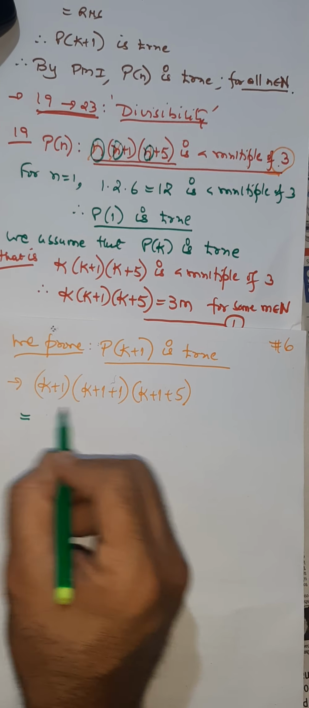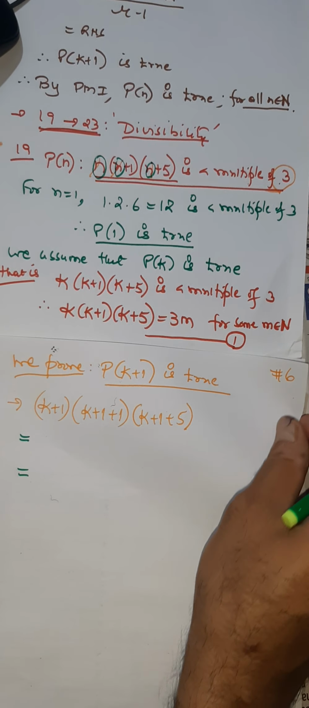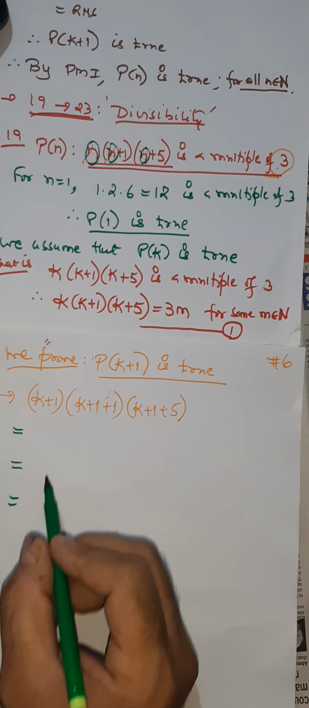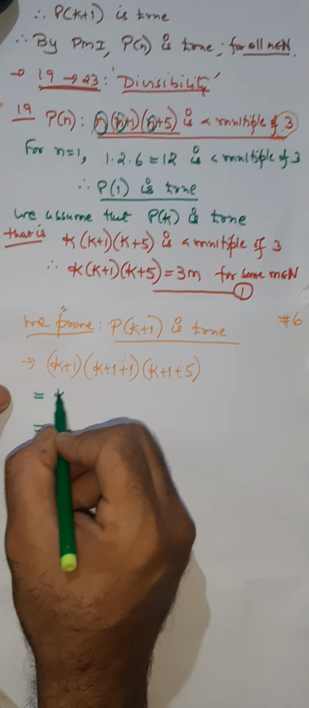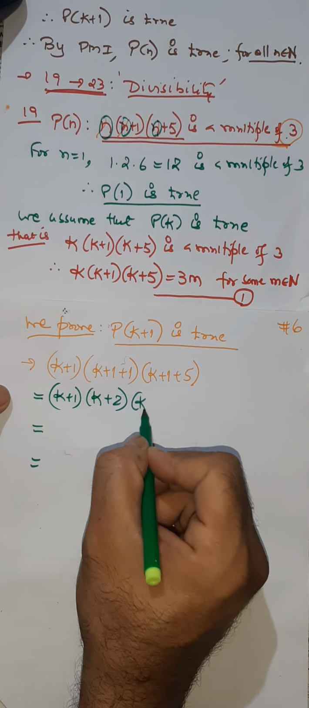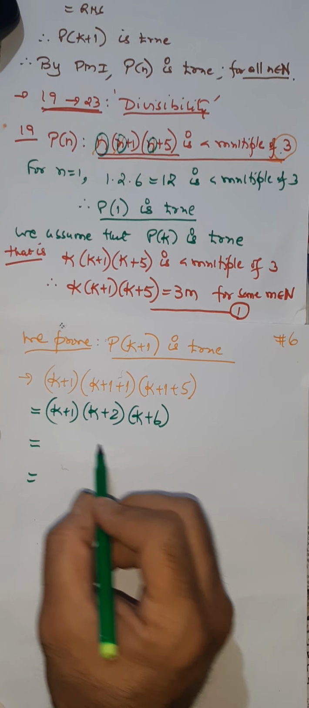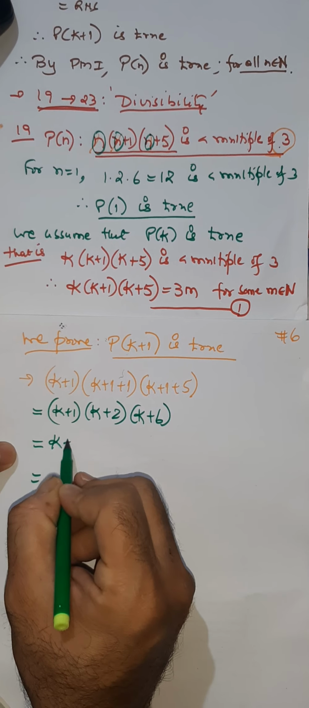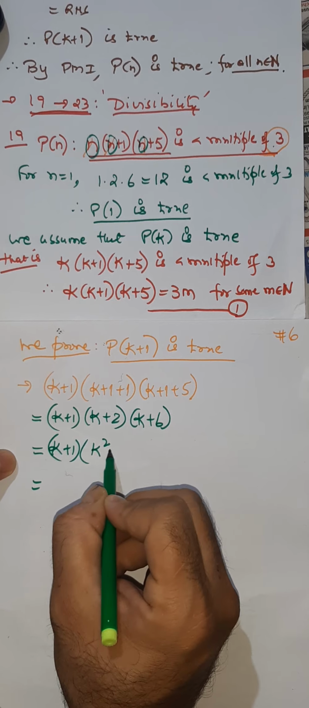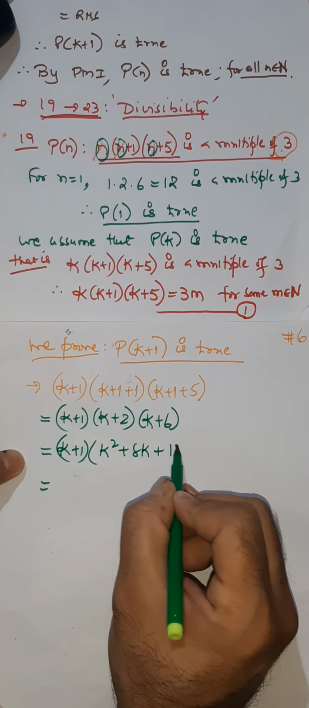Okay. We just simplify this. We use equation 1 and we'll show that this expression is also a multiple of 3. Okay, so let me write k plus 1 into k plus 2 into k plus 6. Okay, I'll just express it as a polynomial. So this is k square, 6k plus 2k, 8k plus 12.